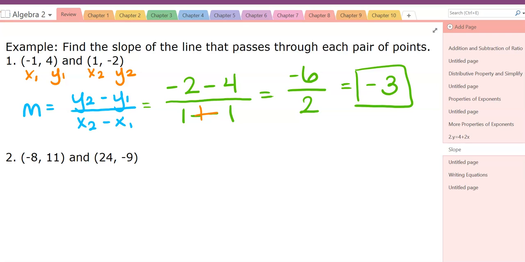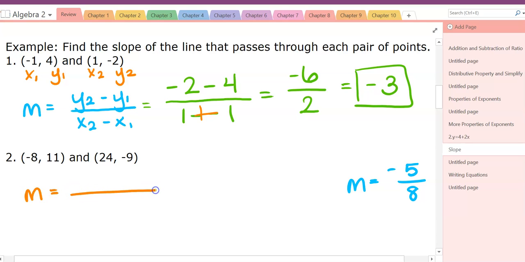Does anyone have an answer they want to share with me? Did anybody else get negative 5 over 8? Yes or no? It's okay. So let's talk about it, even if you got it. Like I said, if it helps you, label these. Like this first point would be x1, y1, x2, y2, like that.